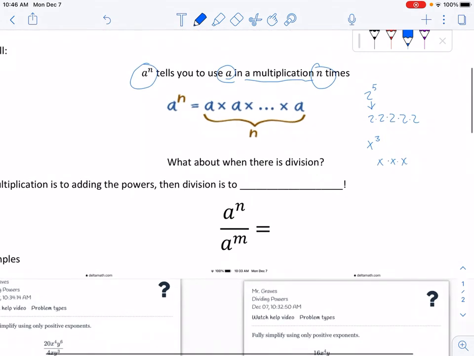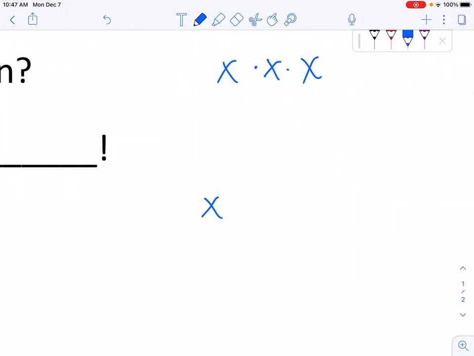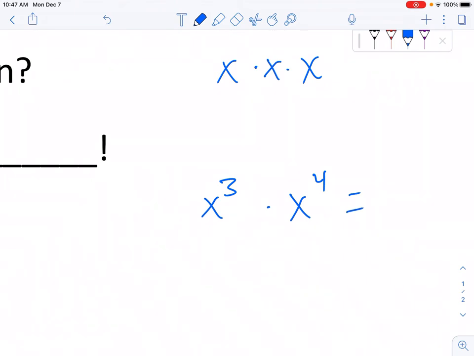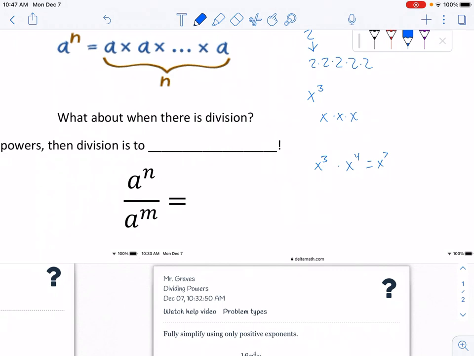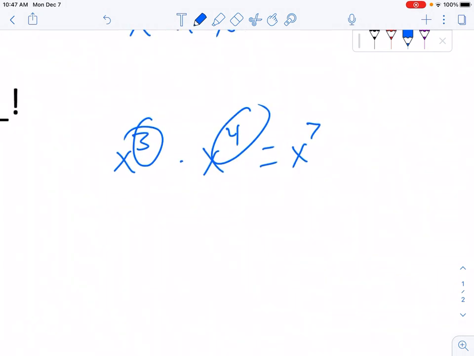So when we're working with different values, let's say we have x to the third times x to the fourth. When we're multiplying common bases, we add our exponents. So our shortcut here is 3 plus 4, which is 7. Multiplying bases meant we added our exponents. We did x to the 3 plus 4.